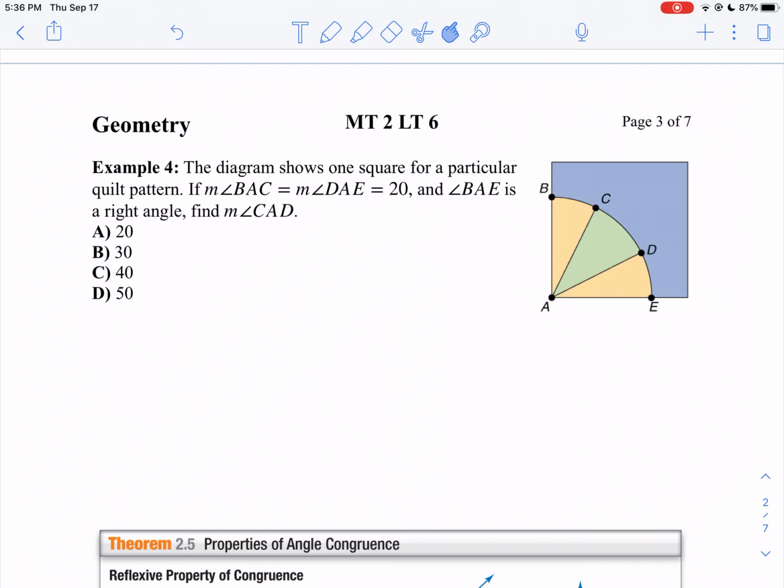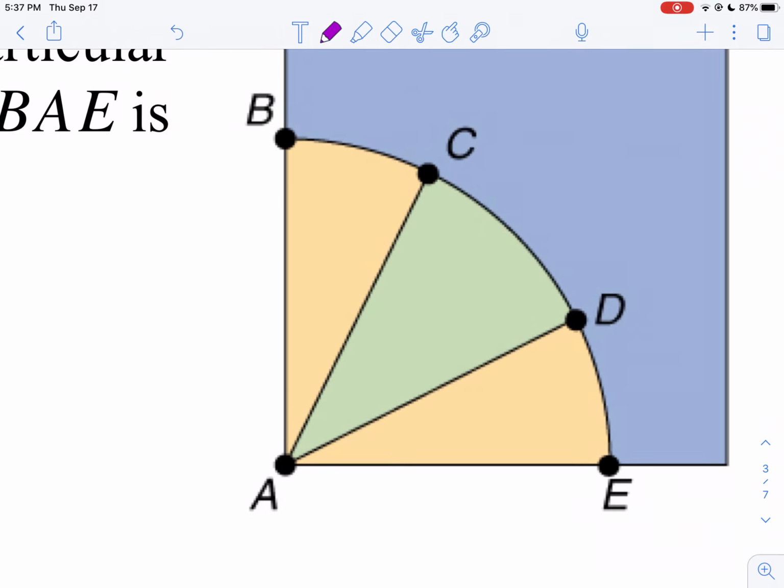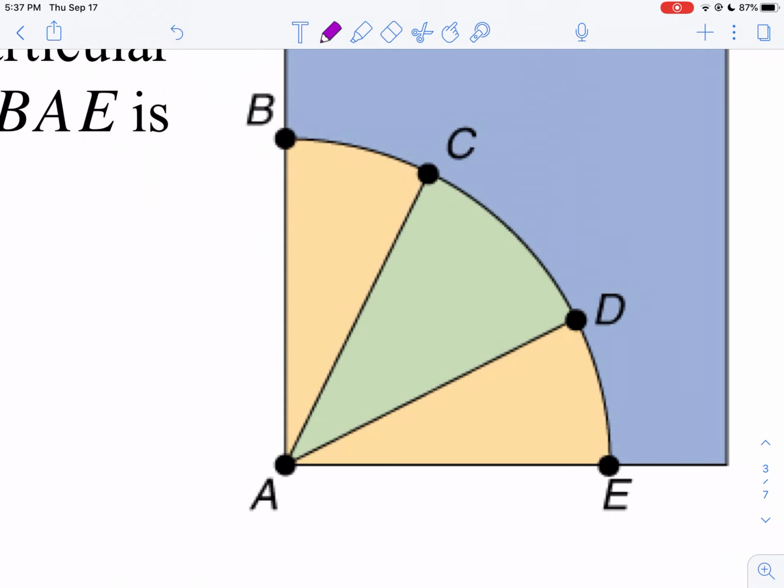In the third part of our seminar, we're going to start with example 4 here, looking at this problem. It's a multiple choice question again. It says the diagram shows one square for a particular quilt pattern. Angle BAC is 20 degrees, and so is angle DAE. So let's mark those up. Where you see angle BAC, let's write in 20, and where you see angle DAE, let's put in 20.